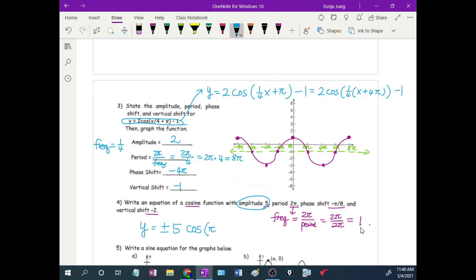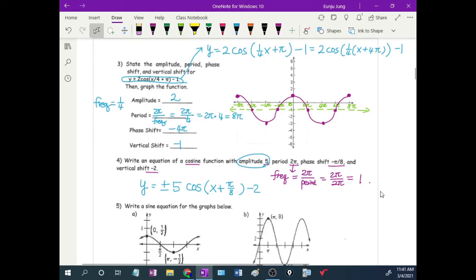Phase shift, negative pi over 2. What number do I write here? Because of the negative in the form, 2 negatives make a positive pi over 2. Oops, I forgot x, right? Cosine of x plus pi over 2, and then vertical shift, subtract 2. So that is the answer, okay? So you have 2 possible answers. One is with a positive 5, the other with negative 5. Make sense?